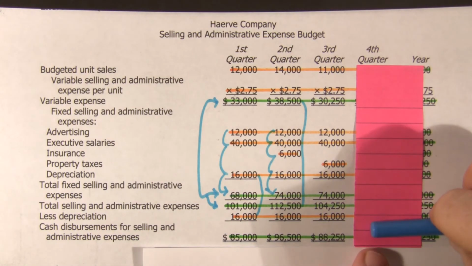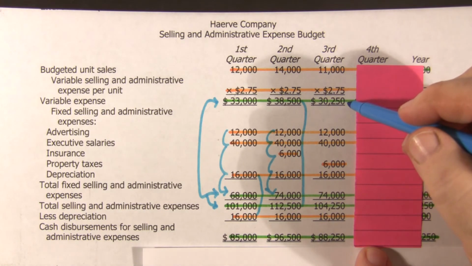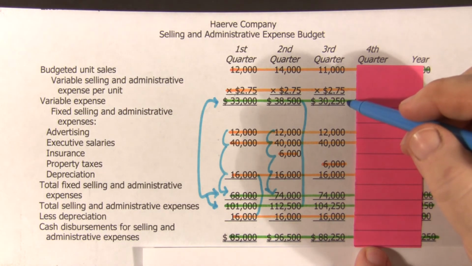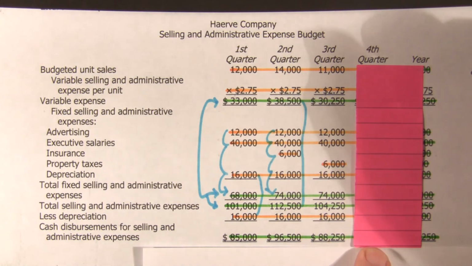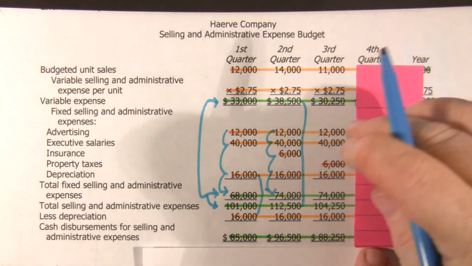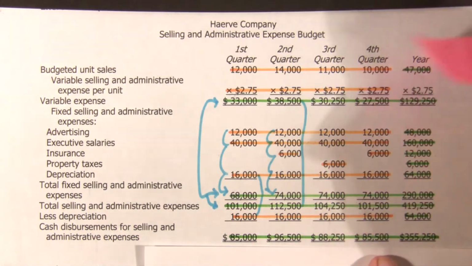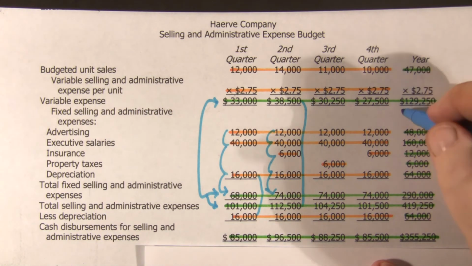You can just follow along. It's exactly what we did before. Multiply to find the variable total per unit for all the units sold, 11,000 this time. Add the variable cost as given, subtract, and then back out depreciation. Do the same thing. Now, we need to do this for the year. I always do it again.